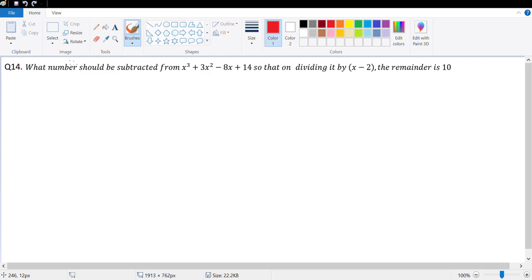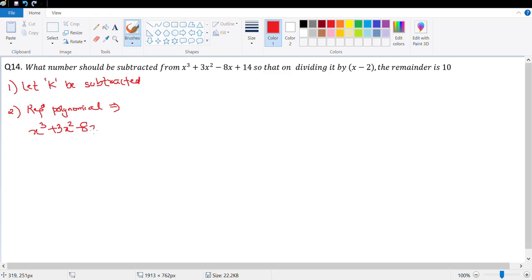This time it says what number should be subtracted from the given polynomial so that on dividing it by x minus 2, the remainder is 10. Last time we had done adding, this time it is about subtracting. So let k be subtracted. So the required polynomial, or the resultant polynomial, will be equal to x cube plus 3x squared minus 8x plus 14 minus k.